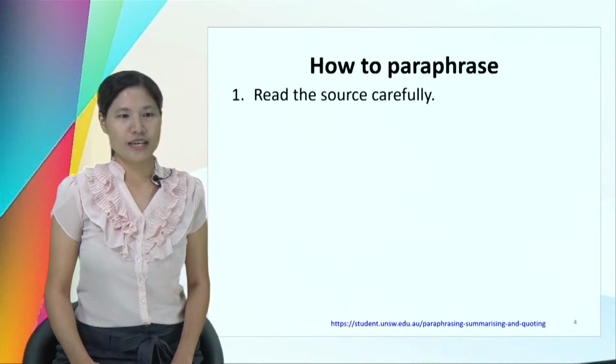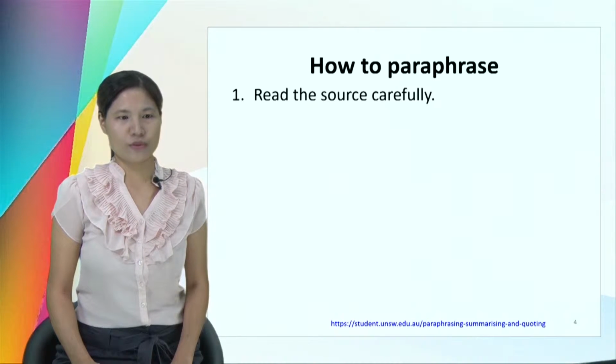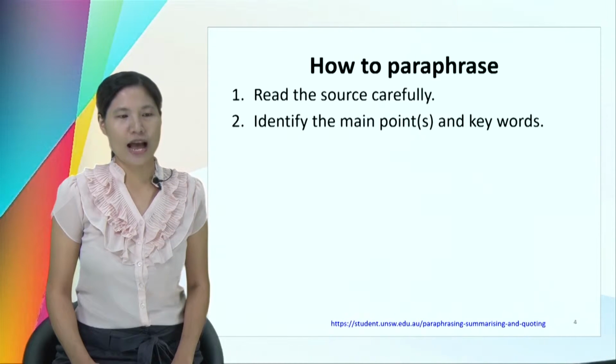Then, how do we paraphrase? There are several steps that we have to follow. First step, we need to read the source carefully. This is the top rule, the most important rule, because we have to really make sure that we fully understand the original source so that we can rewrite it in our own words. The second step, we have to find out the main points and the keywords of information so that we can reorganize these main points and put them together in a new way.